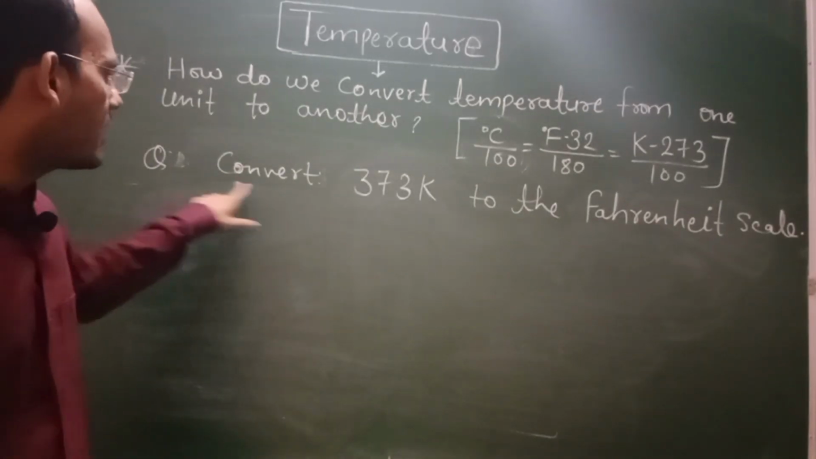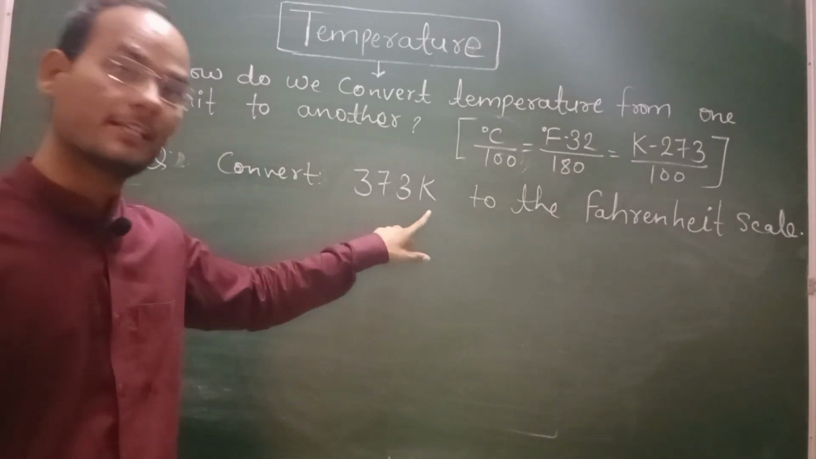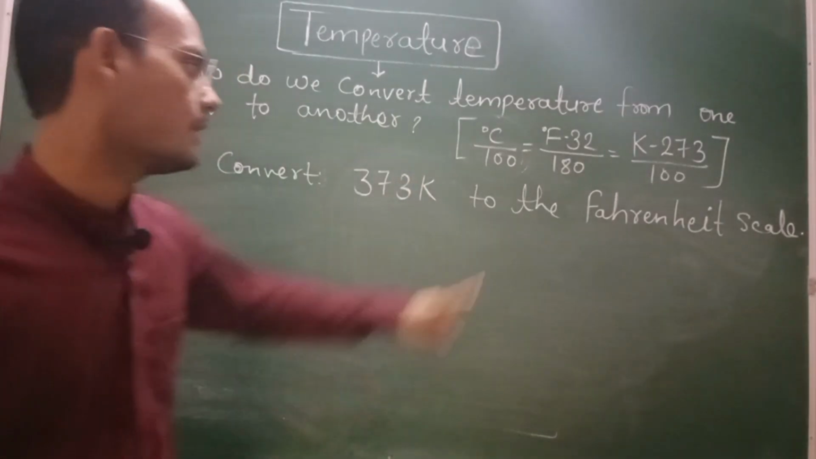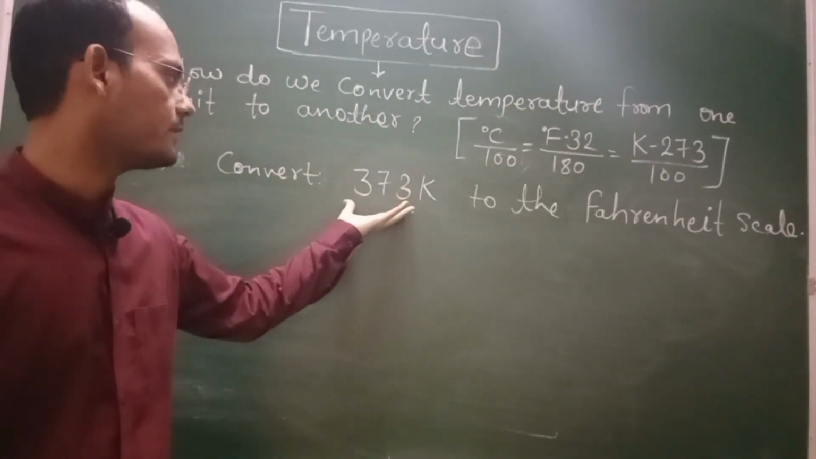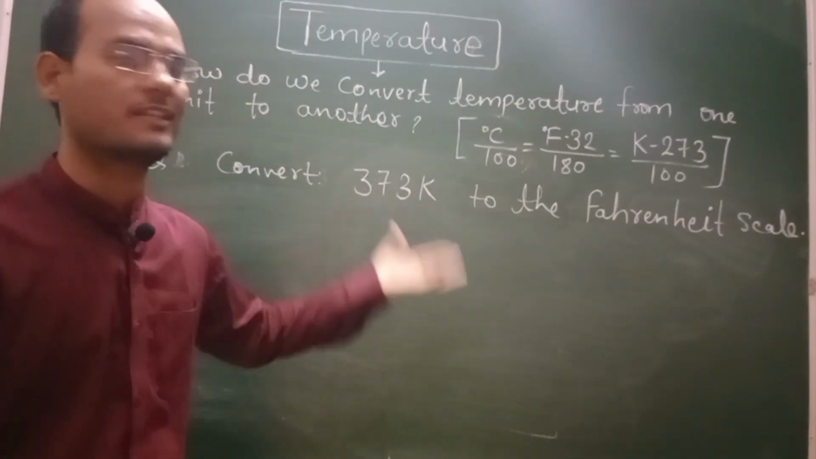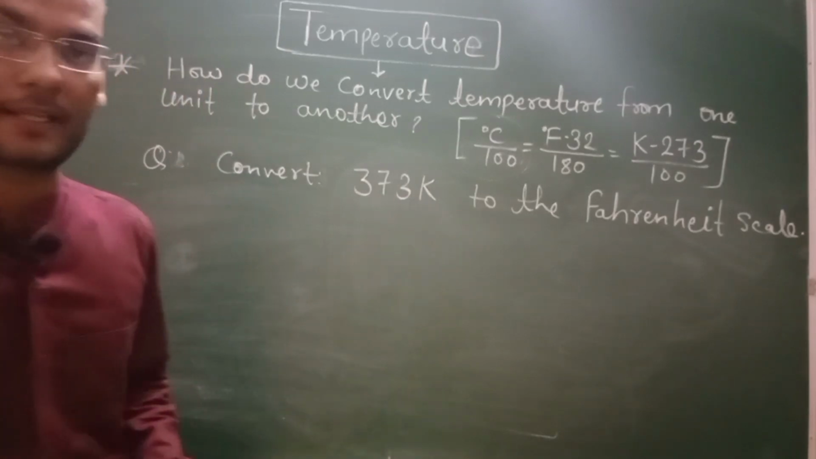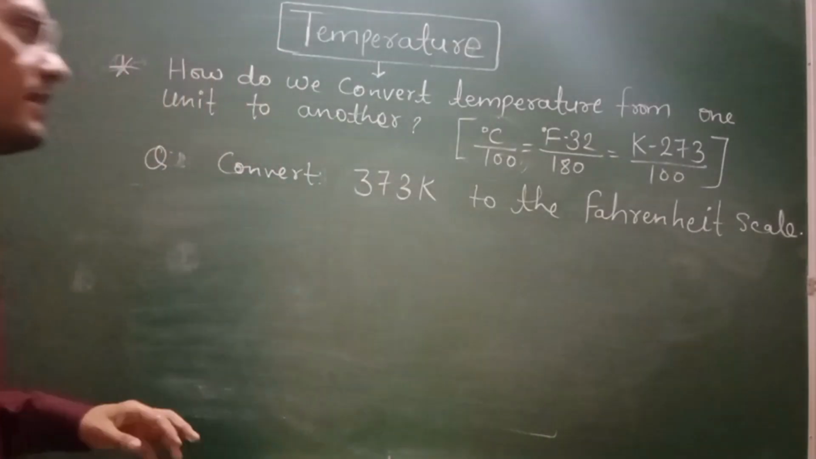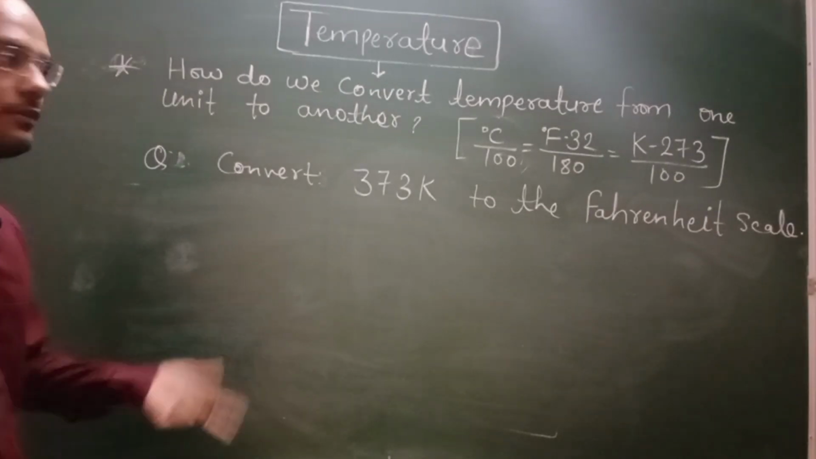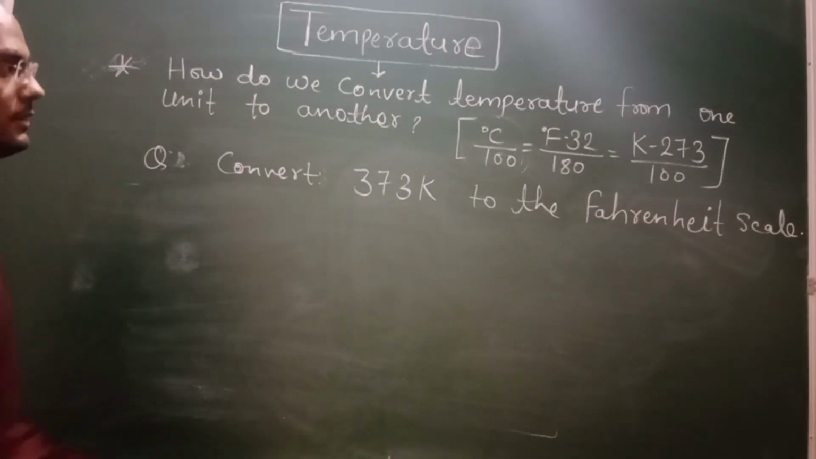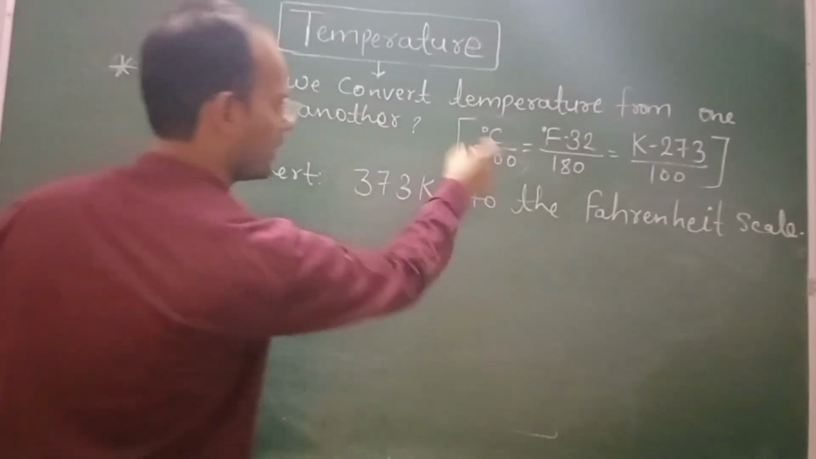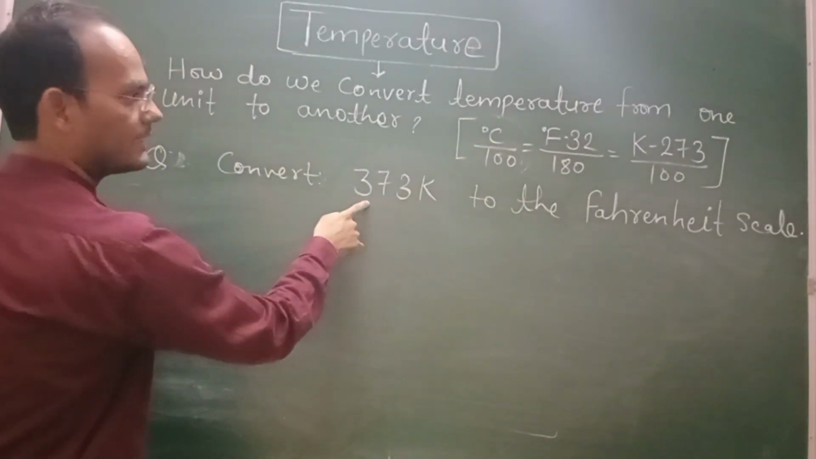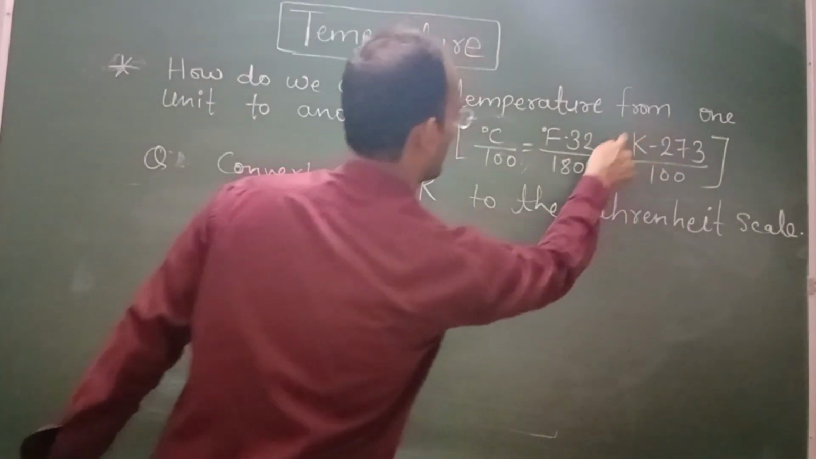Okay, convert 373 Kelvin temperature to the Fahrenheit scale. So what will 373 Kelvin show on the Fahrenheit scale? Clear? How can we change this temperature to another unit? By this one relation. And what part do we require? Kelvin is given, so we need this one part.